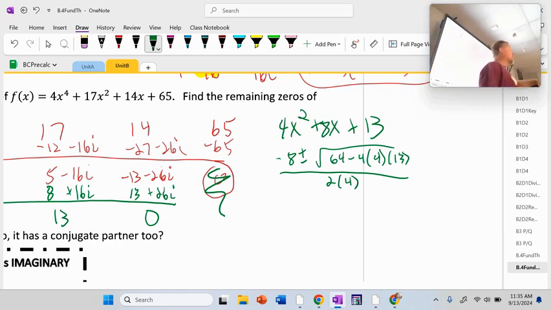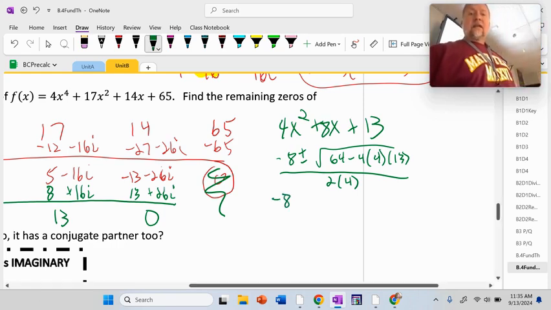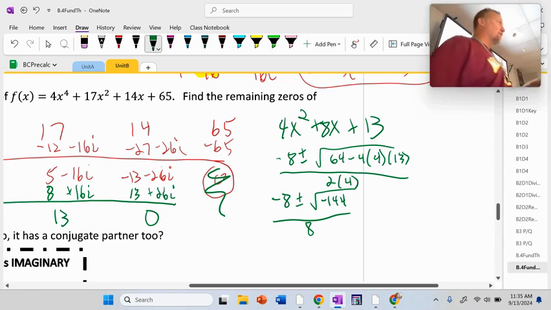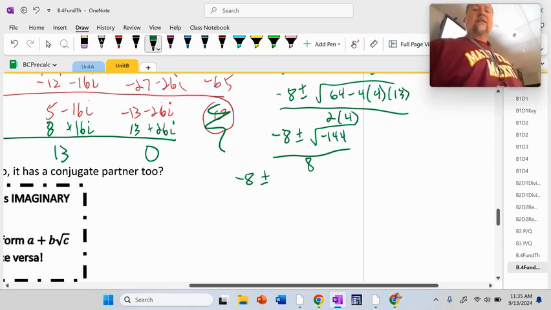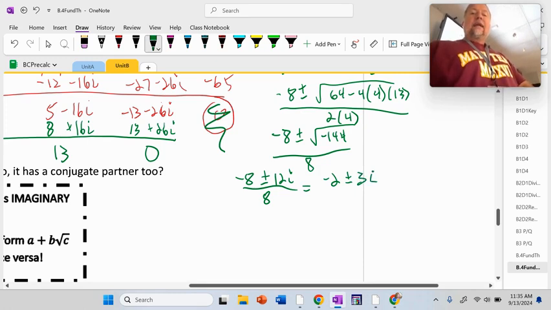Negative what? Are you serious? That's nice. Negative 8 plus or minus. I'm having all these students help me with these numbers. This would not be no calculator. These numbers are too big. We're not going to make you do that. And then negative 8 plus or minus the square root of negative 144, which is 12i. And then everything's divisible by 4. So it's negative 2 plus or minus 3i, all over 2.